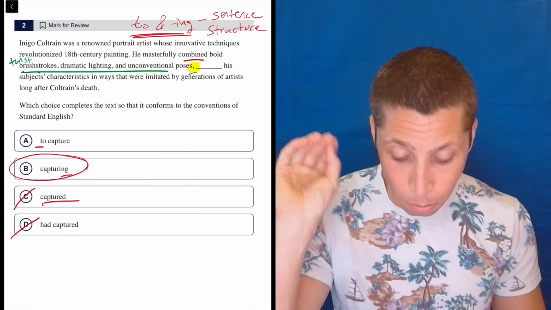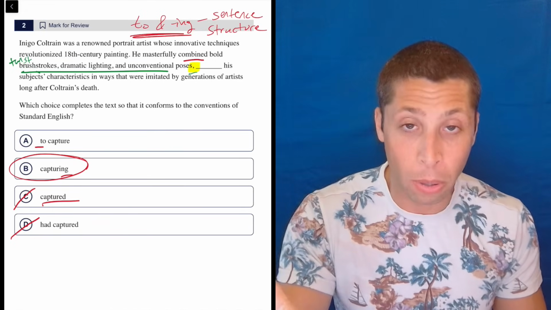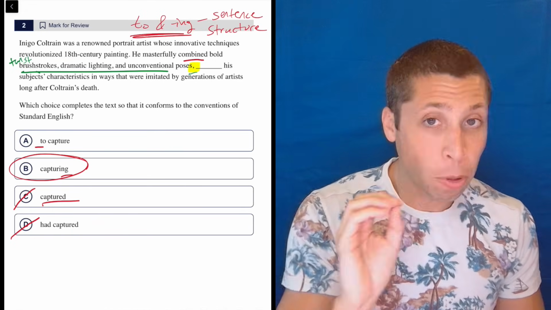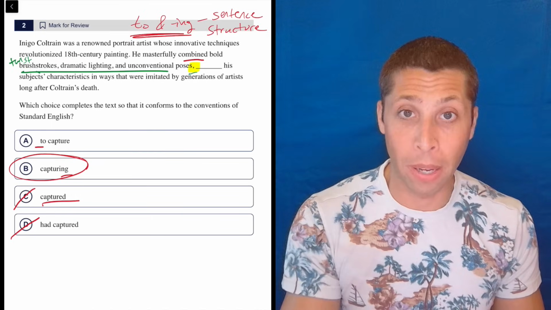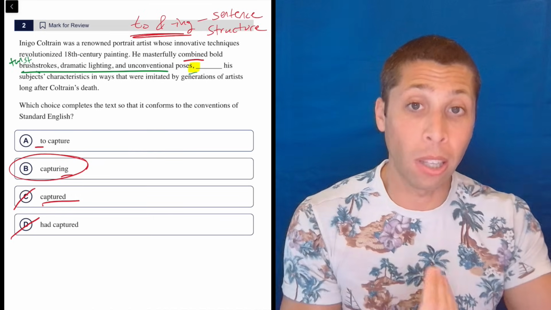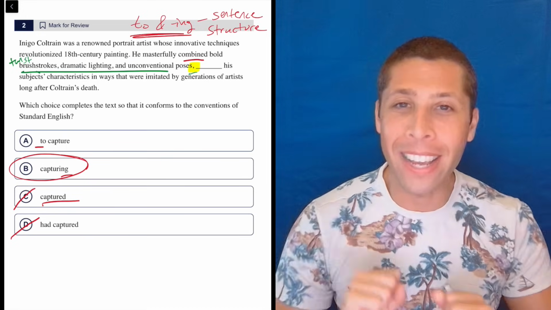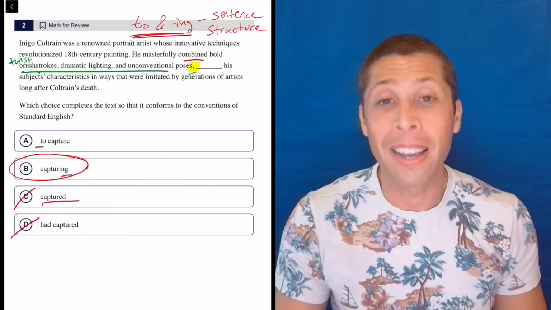They are part of the list. Brushstrokes, dramatic lighting, unconventional poses. The comma that comes after poses has a completely different purpose. It is there to add an extra clause, but it gets kind of blended in with all those other commas because of the list.